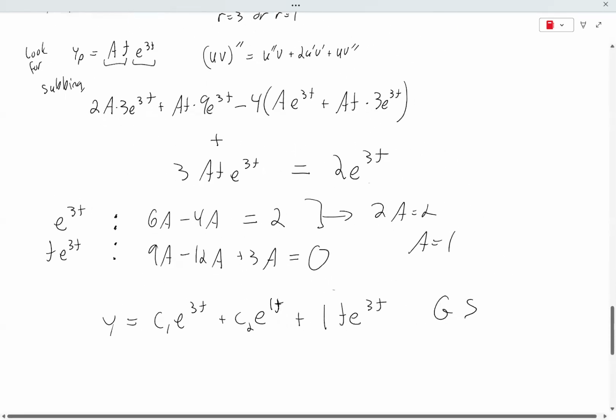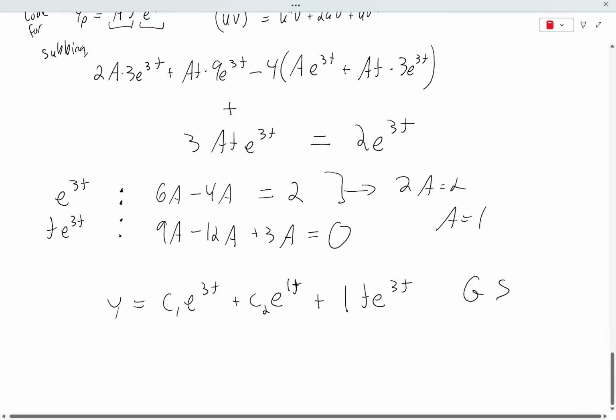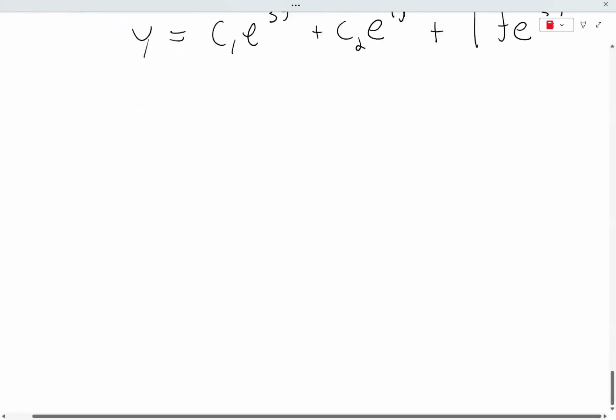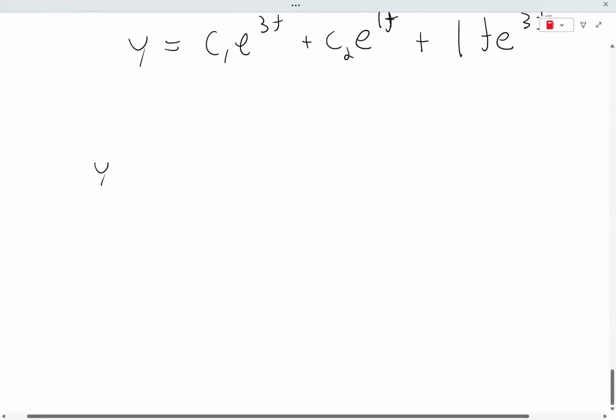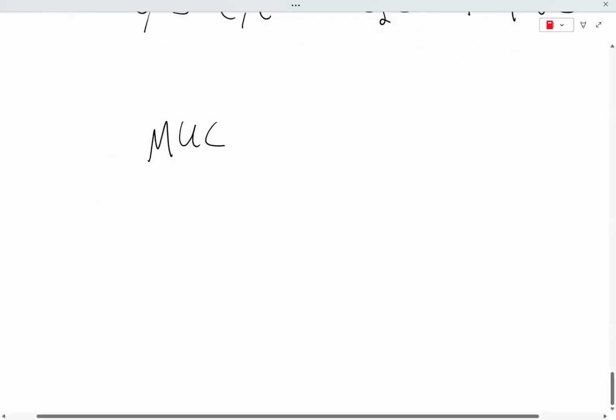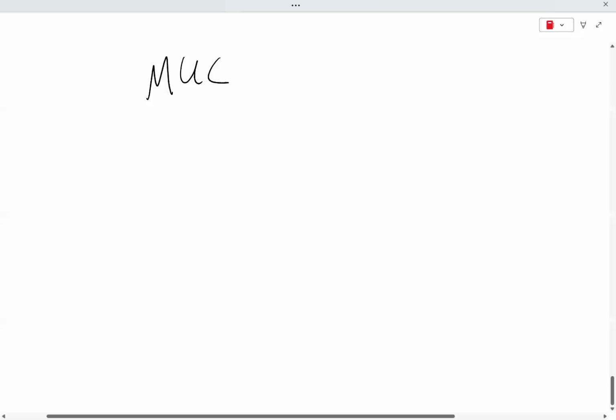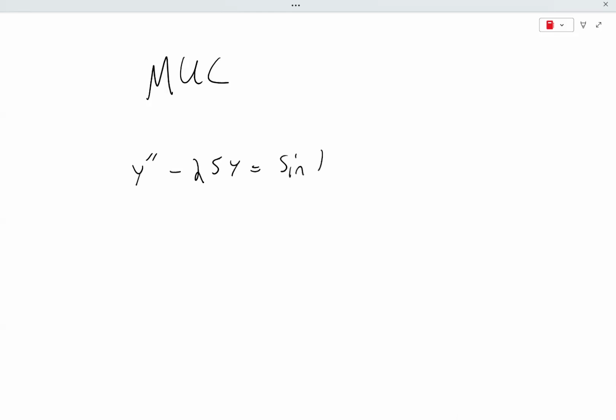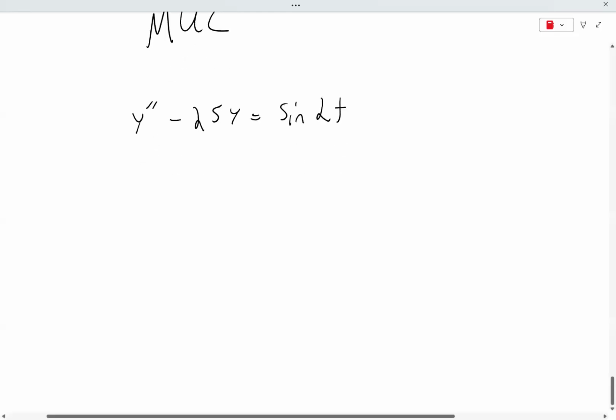Okay, so anything on that one? Okay, one more to go with those. So we'll use method of undetermined coefficients again. Let's say y double prime minus 25y equals sine of 2t. Okay, basically the same process here. So let's say I want to find the general solution.